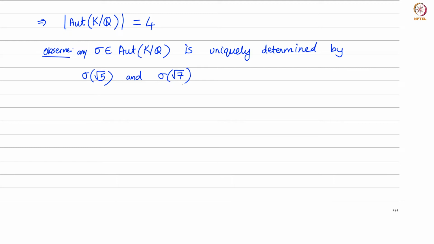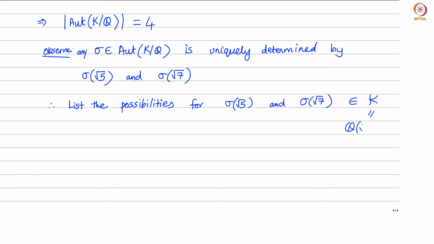Okay, so let's see what are all the possibilities. So therefore, we'll try to list the possibilities for these two elements, σ(√5) and σ(√7). So what are these? They are both elements of K, right? So both σ(√5) and σ(√7) are elements of this field Q(√5, √7).